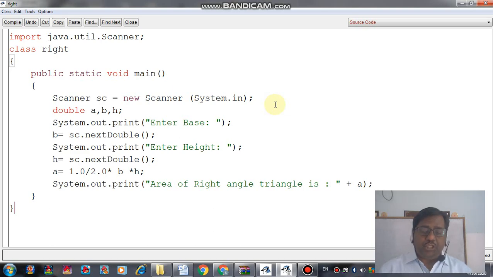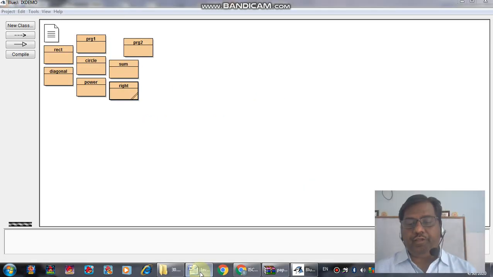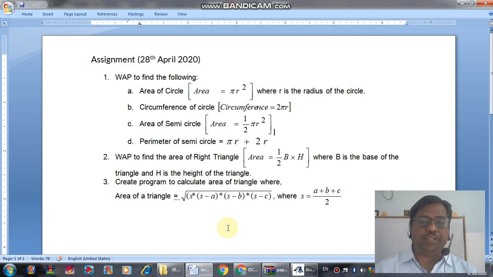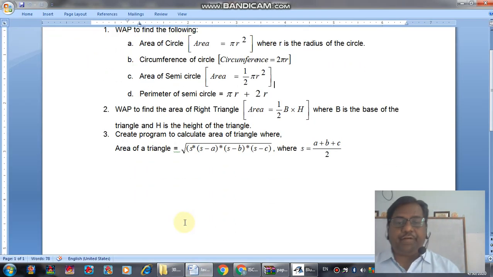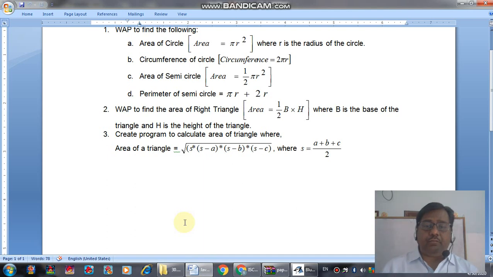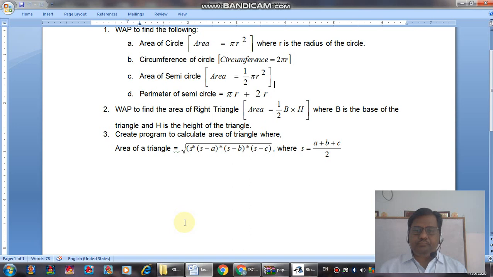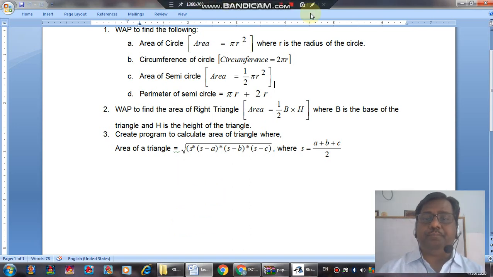Clear? Now we will move to the next question. The next question is to create a program to calculate the area of a triangle using Heron's formula. The formula is the square root of s into (s minus a) into (s minus b) into (s minus c), where s is equal to (a plus b plus c) by 2.